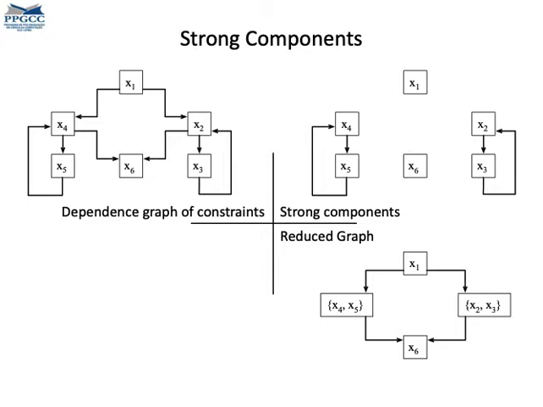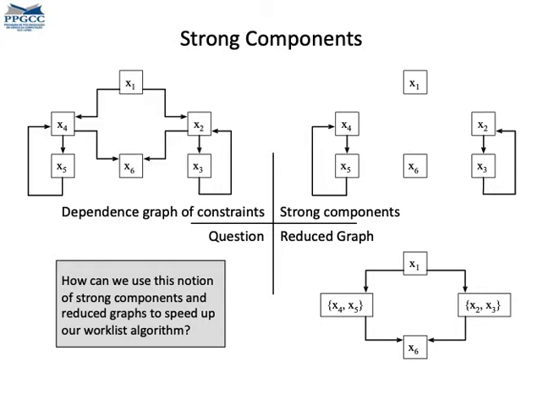So, given a dependence graph, which might have cycles, we can extract its strong components, and then we can build the reduced graph. And why am I talking about this reduced graph at all? How can we use this notion of a reduced graph to speed up constraint solving?